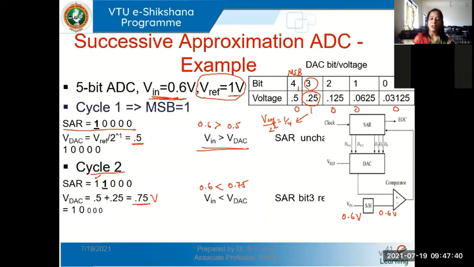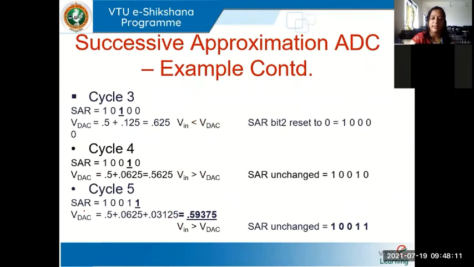We have to change this bit 3. Whatever we had, this bit 3 which we had set, we have to reset. See, from 1 we are changing it to 0. That is because the input voltage turned out to be less than the DAC voltage. So we have to reset this, and for cycle 3 I will make this bit as high. The third bit from the left, we'll make it high in cycle 3. So observe it. Cycle 3, the SAR third bit is made high.